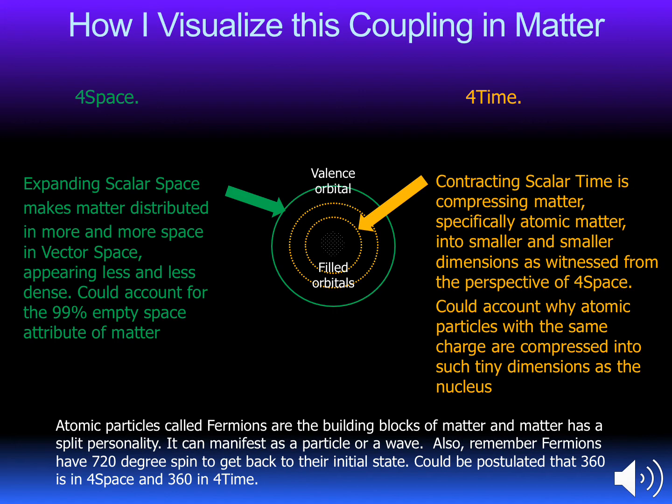Switching to another topic, we also know that atomic particles called fermions are the building blocks of matter, and matter has a split personality. It manifests as a particle and a wave. Also, remember, fermions have 720 degrees of spin to get back to their initial state. So the question is, could it be postulated that 360 degrees of this is in 4 space and 360 degrees in 4 time? We don't know, but it's an interesting thought.